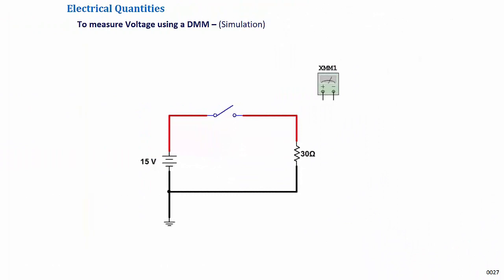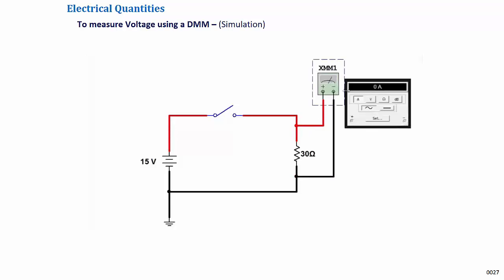This video clip demonstrates how a DMM is used to measure the voltage across a resistor. The probes are connected to the circuit and the DMM set to read DC voltage. Once the switch is closed, the DMM displays the DC voltage appearing across the load.